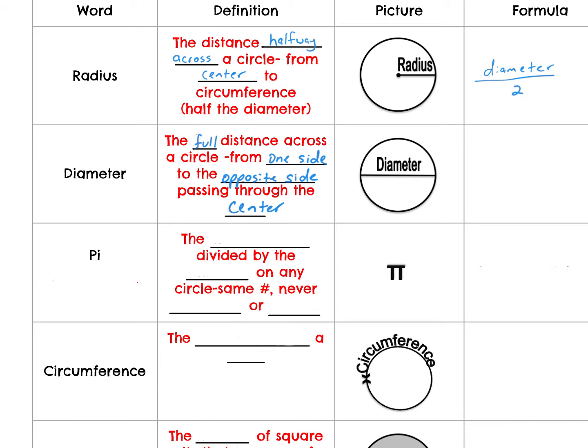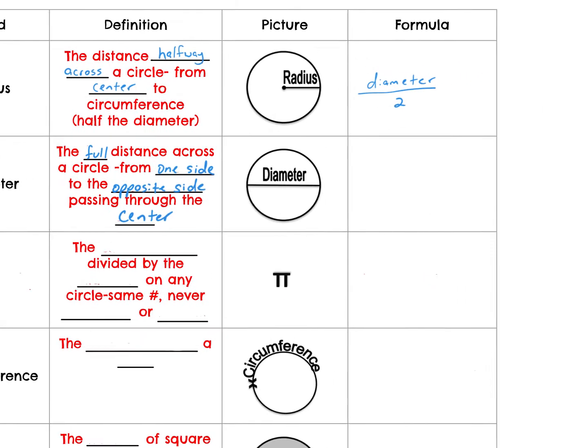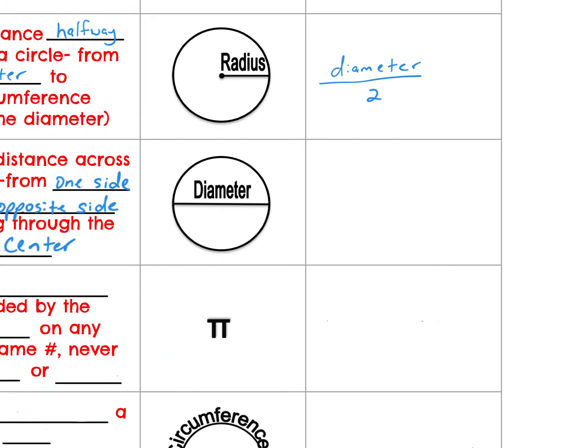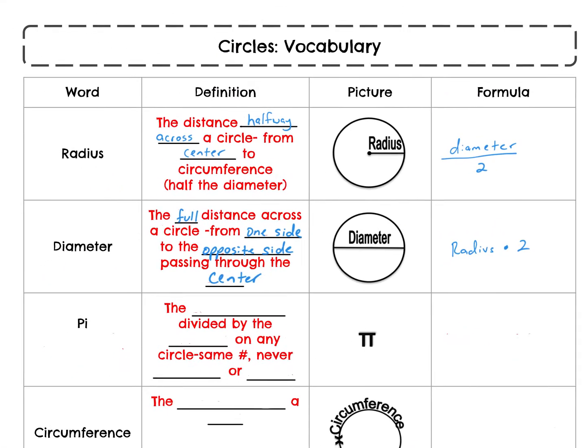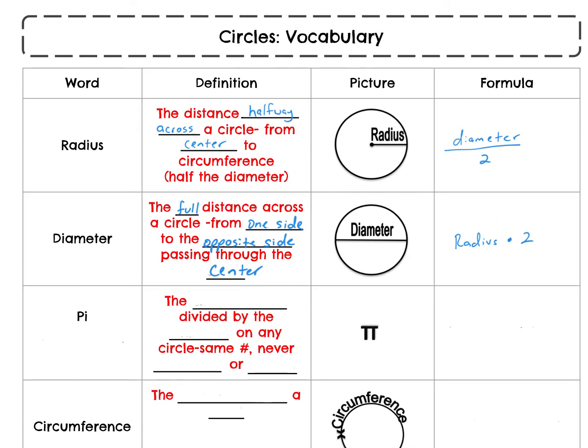To calculate the diameter when you're not given it, but you are given the radius instead, all you do is take the radius and multiply it by 2. So the big connection is that radius is half the diameter, and diameter is double the radius. Both of them go from the edge of the circle, which is the circumference, and they either stop at the center or pass through the center to the other side.